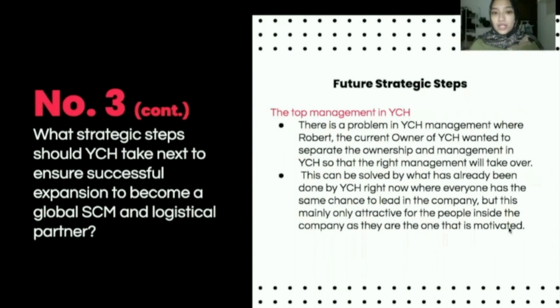And the second one is the top management. As mentioned before, there is still a problem in YCH management where Robert, the current owner of YCH, wanted to separate the ownership and management in YCH so that the right management will take over. So this can be solved by what has already been done by YCH right now, where everyone has the same chance to lead the company.